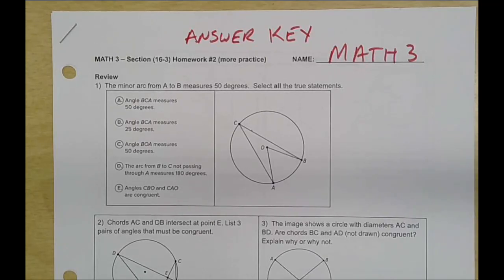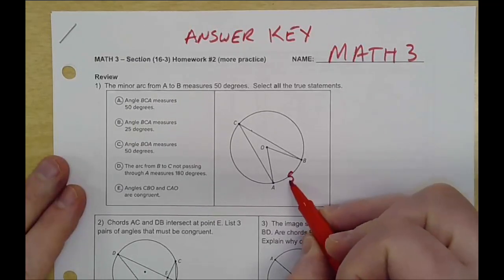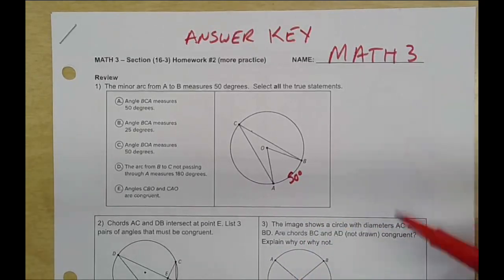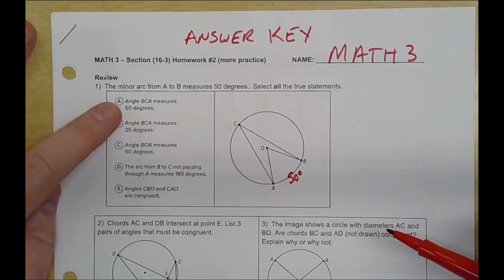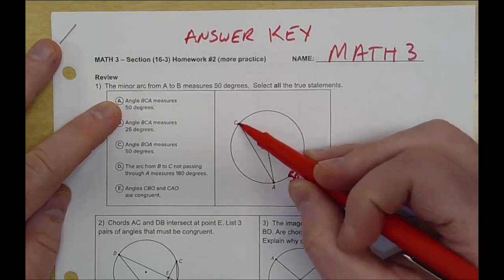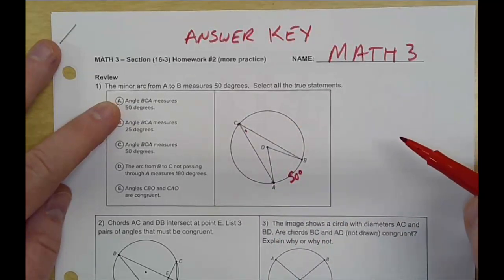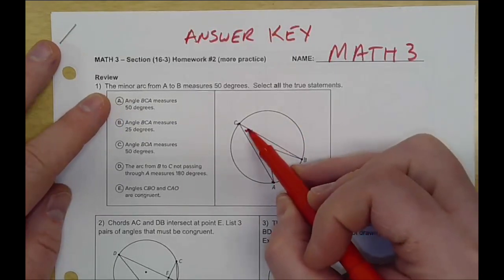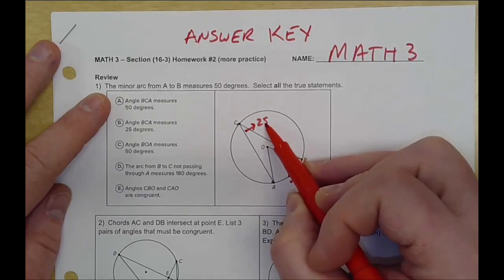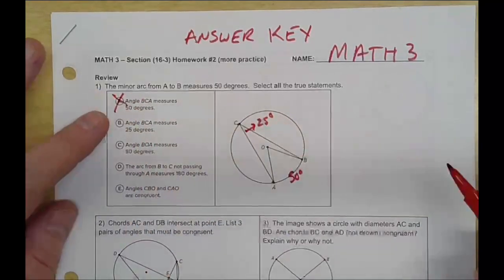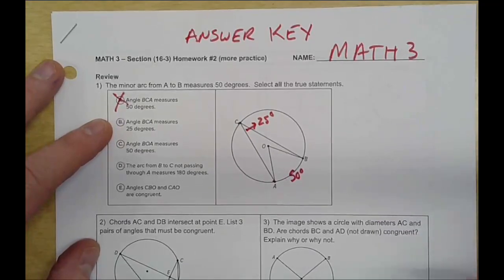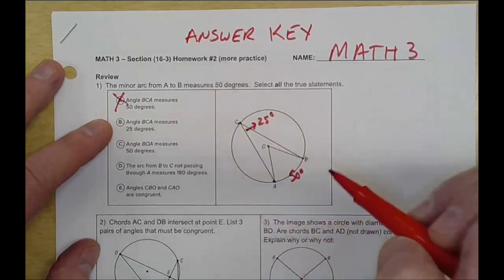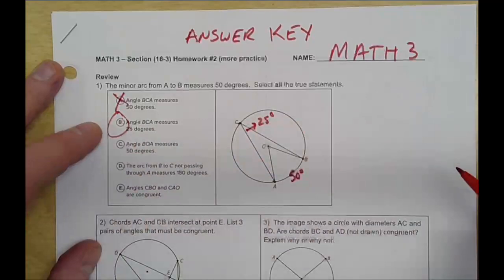All right, the minor arc A to B measures 50 degrees. Right away, select all the true statements. Angle BCA would equal 50 degrees. That's not true. This would be an inscribed angle. This is going to come out to be 25, so that isn't true. Angle BCA measures 25 degrees. That one's true.